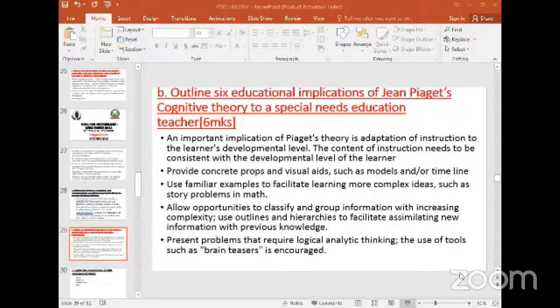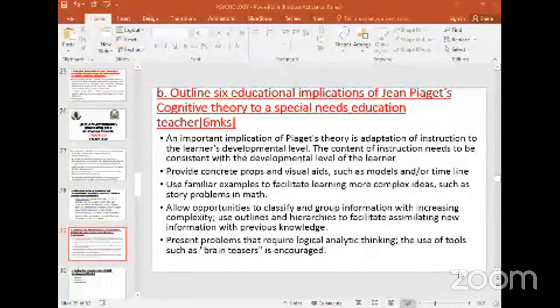Use child-centered approach in teaching. Then again, he proposed that the curriculum be taught starting from simple to complex activities. Then provide children with concrete teaching aids. Children to be encouraged to play, the play aspect, and the discovery method of teaching.